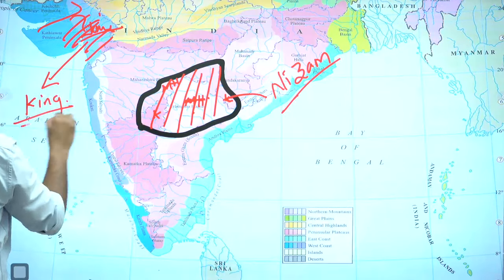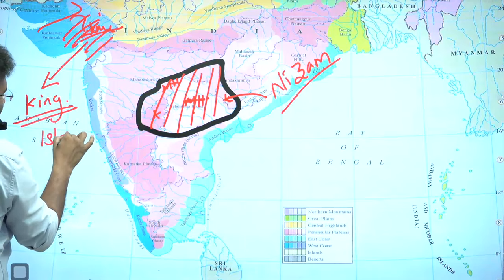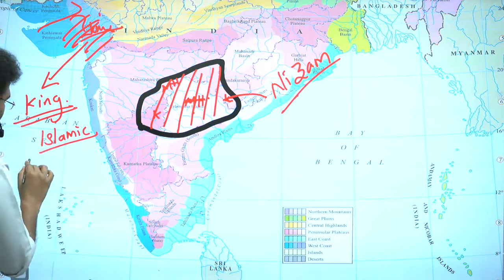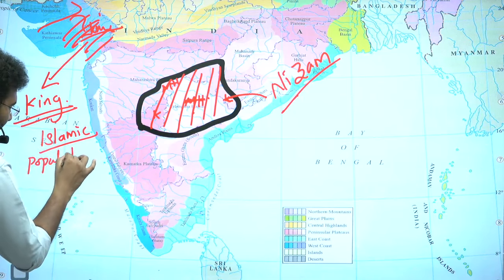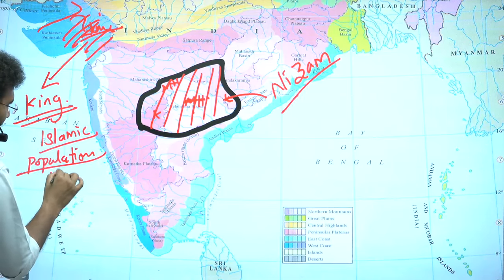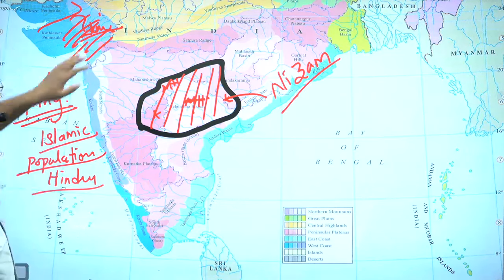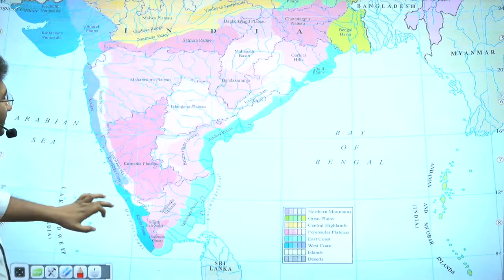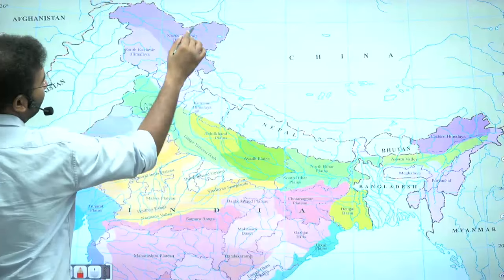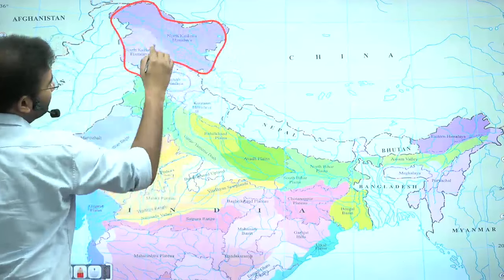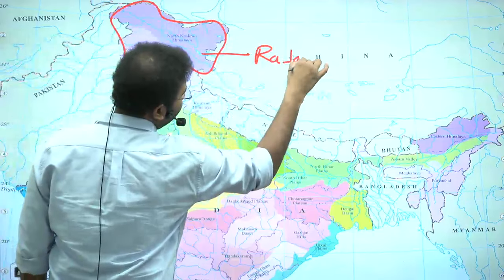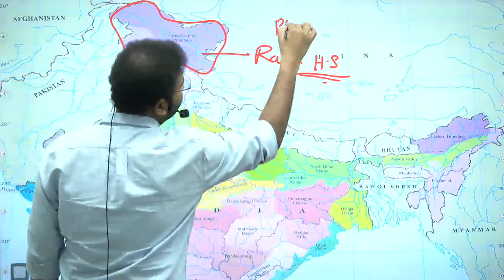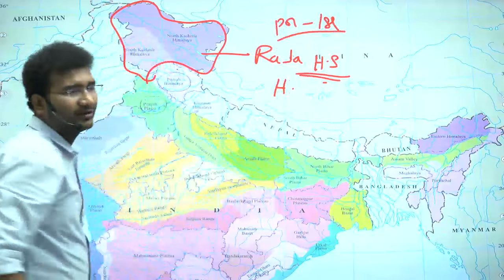See, the king here follows the Islamic religion. But the population here is Hindu based. The population is Hindu. This is also considered to be one of the biggest princely states. The next princely state you will come across is Kashmir. Okay? The majority of this entire Kashmir was with Raja Hari Singh. Now this Raja Hari Singh is a Hindu, but the population is dominantly Islamic followers.